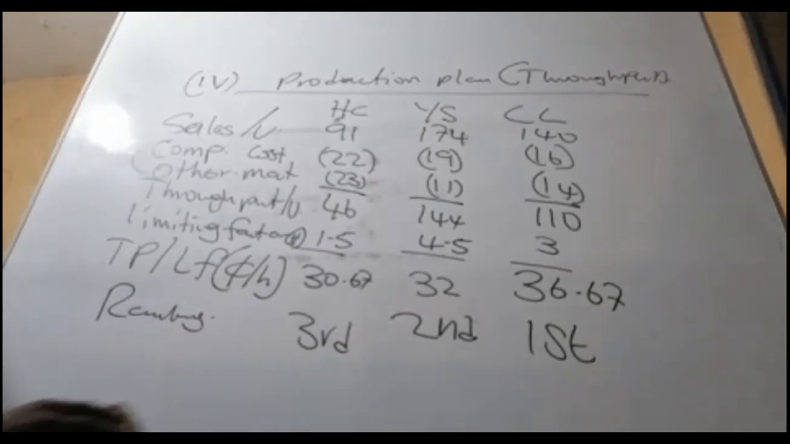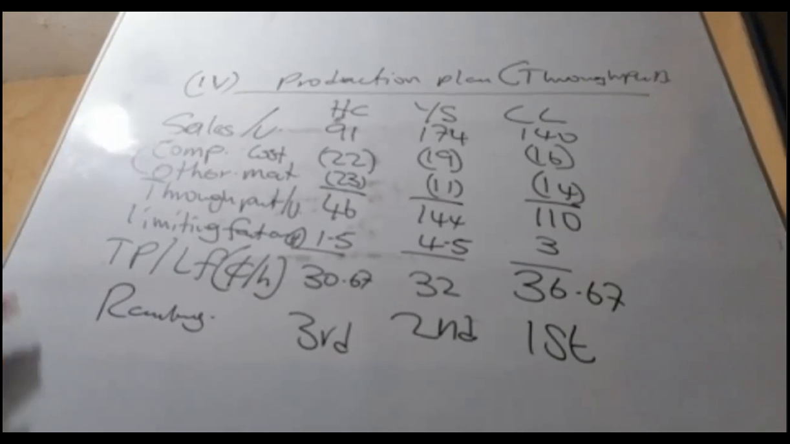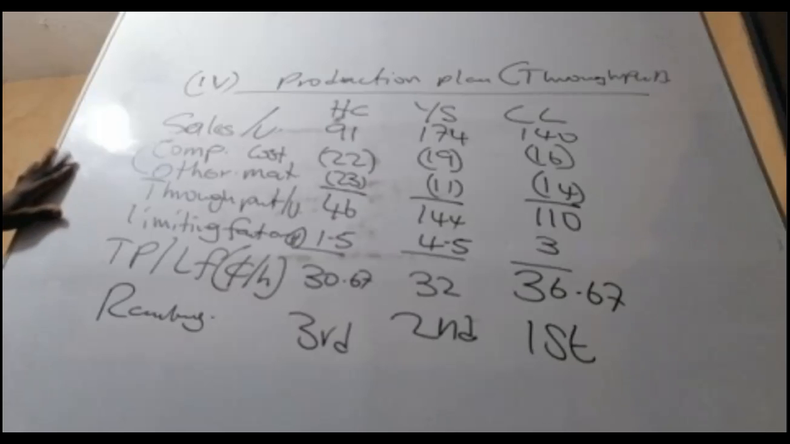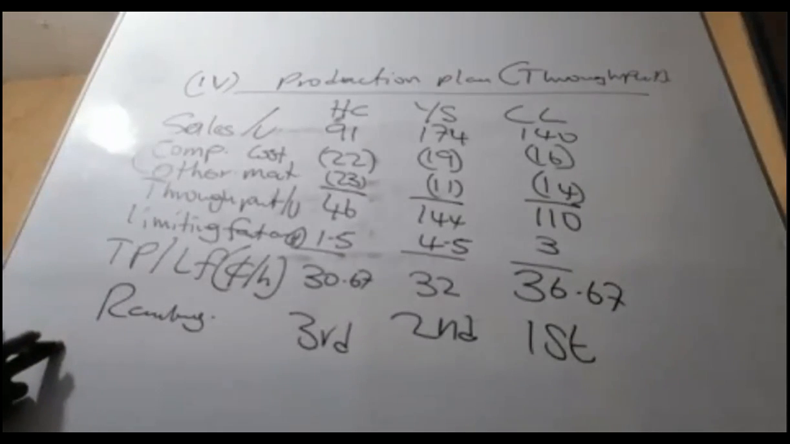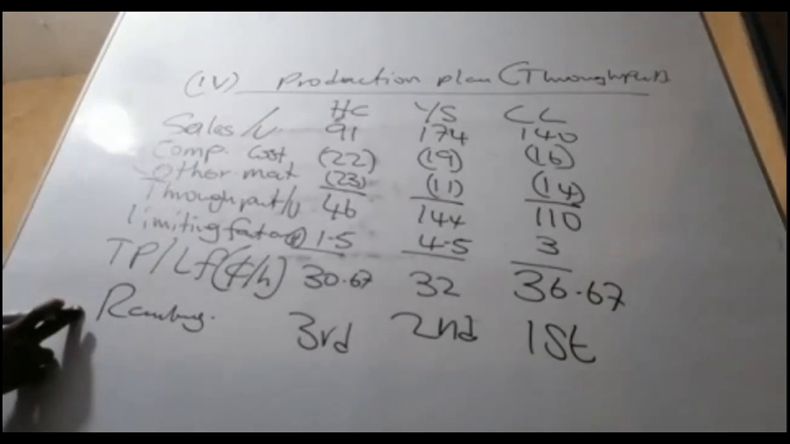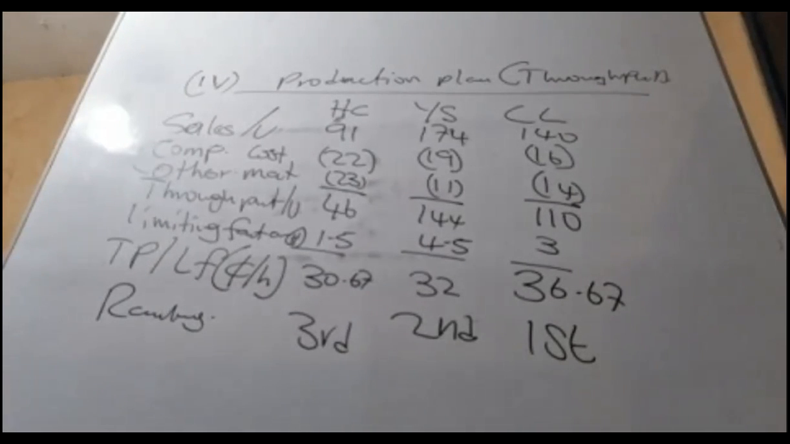Now we are done. Let's go and calculate the optimum production plan according to the throughput. So that's the last stage. Have you seen that under exam condition, you don't need plenty of workings, just this and then the table, you are done.